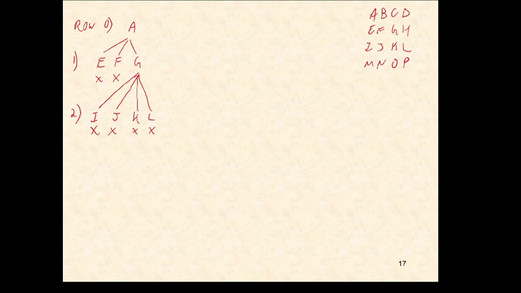So we backtrack. We've tried everything in row 2. We go back to row 1 and we finish going through a loop. We make a new choice in row 1. So new choice in row 1, we go to AH.